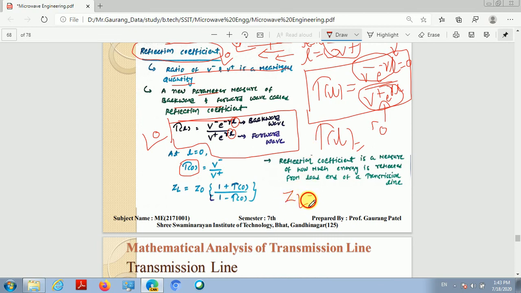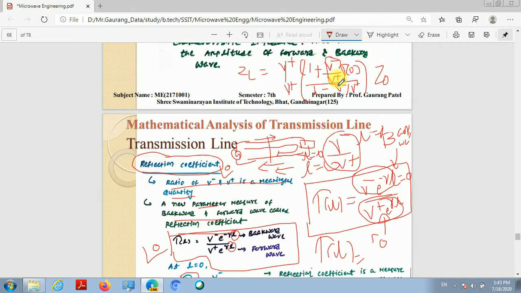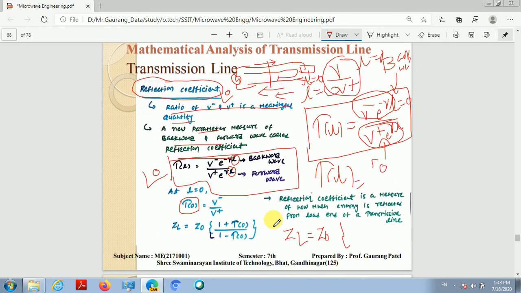ZL is equal to Z0, that is already there. Okay, what do we do here? In place of (V minus)/(V plus), we put gamma 0. So this becomes Z0 times (1 plus gamma 0) divided by (1 minus gamma 0). So this is the relation between load impedance ZL, characteristic impedance Z0 and the reflection coefficient gamma 0.